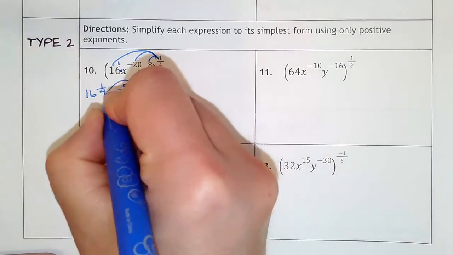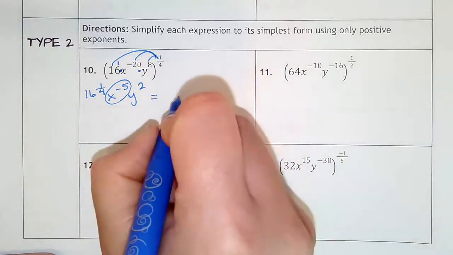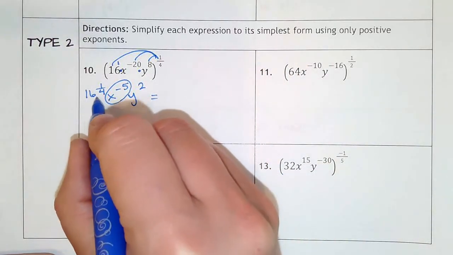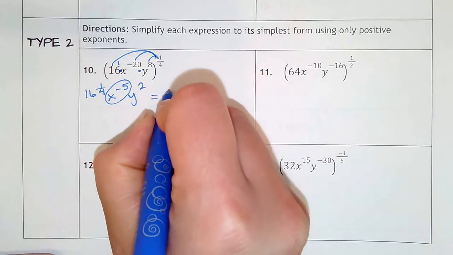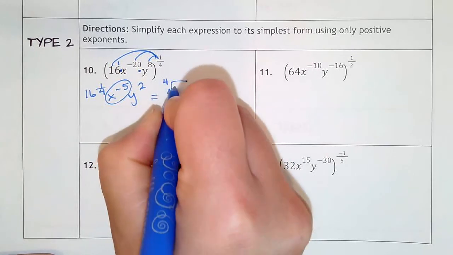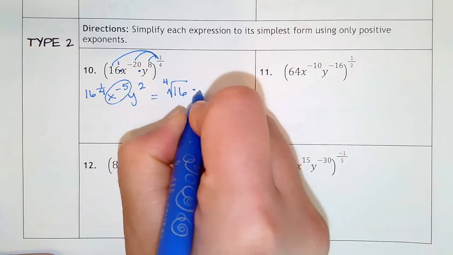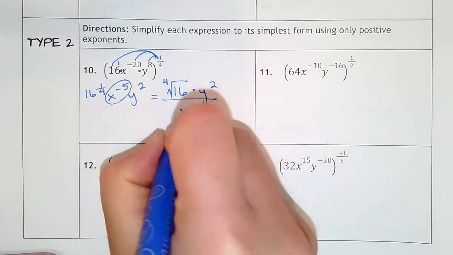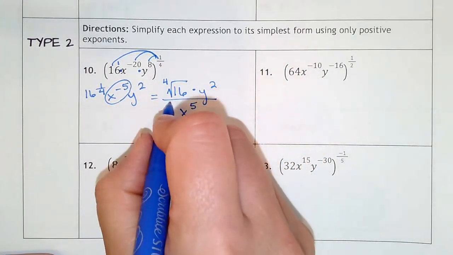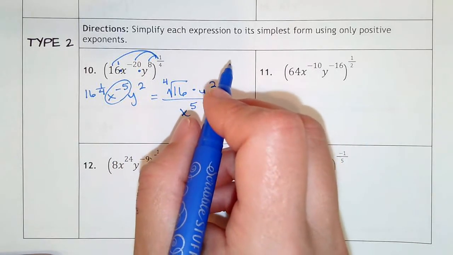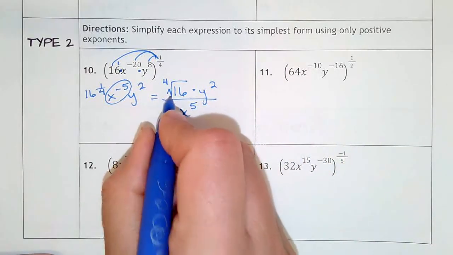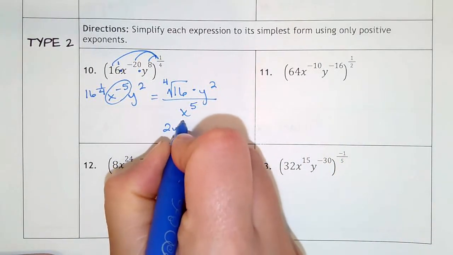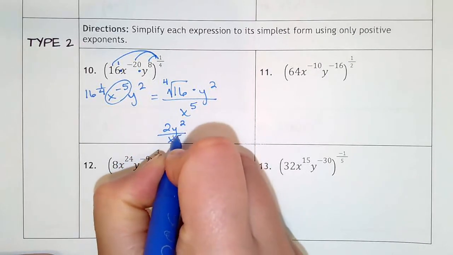Anything with negative powers needs to go somewhere else. So we've got 16 to the 1/4, or that's the 4th root of 16, times y squared over x to the positive 5th. 4th root of 16, you should have memorized, that's 2. So it's 2y squared over x to the 5th.